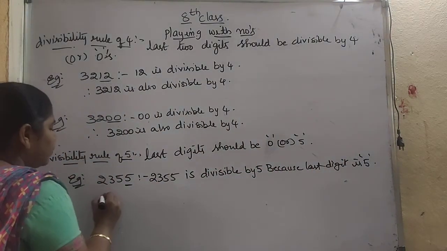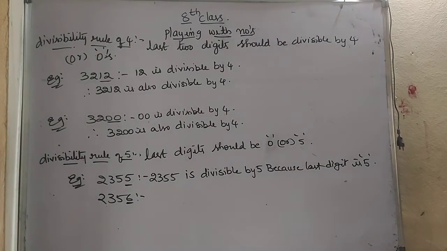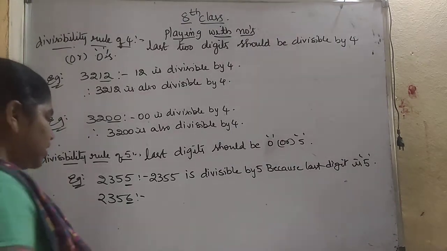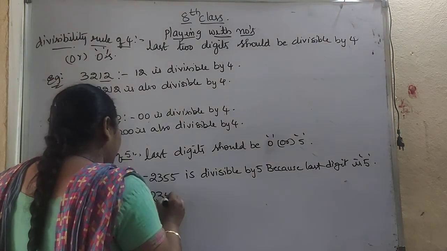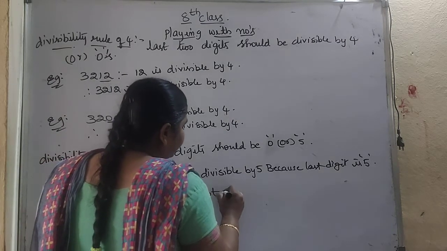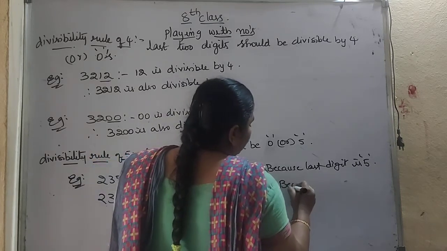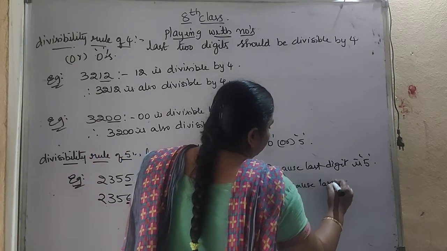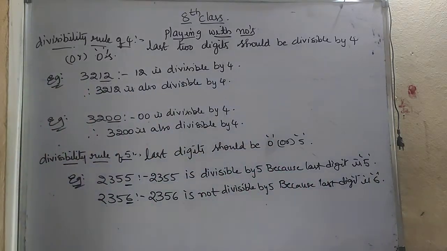One more example we will take: 2356. What is the last digit? 6. What is the condition? The last digit should be 0 or 5 only. Here the last digit is 6, so this value is not divisible by 5. So we can write, 2356 is not divisible by 5 because the last digit is 6. Okay, so this is the divisibility rule of 5. The last digit should be 0 or 5.